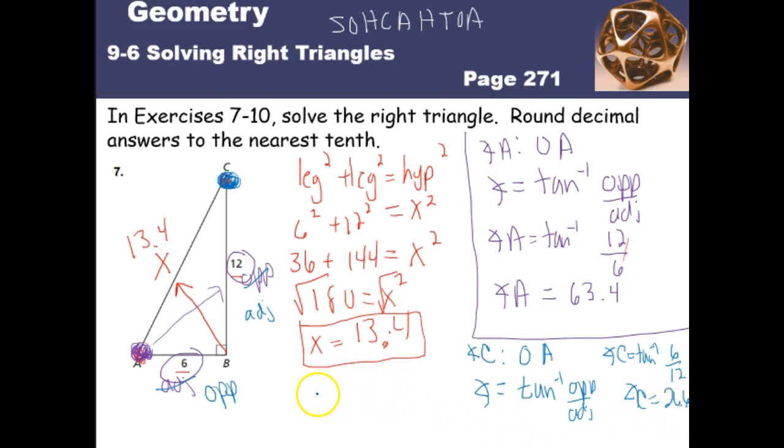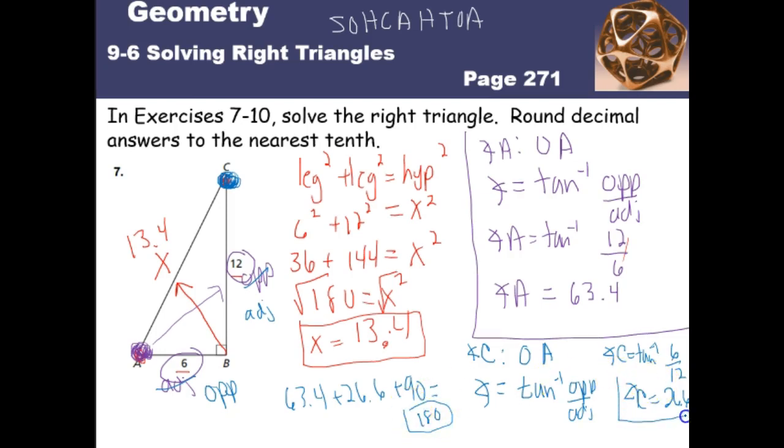And then I'm just going to add them up and make sure I get 180. So if I add 63.4 and 26.6 and 90, I should get 180. So let me just double check that. 90 plus 63.4 plus 26.6, then I get 180. So that's my check, it works. So that did equal 180.